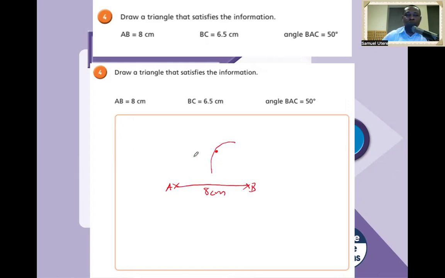Now you're going to draw a line to pass through that 50-degree mark that you made. So you draw the line as long as you want. That line is going to intersect with the arc. Now you have a point through which you can close the triangle, from where this arc intersects with the line that you drew. And then that will close our triangle. Don't forget to put the dimensions. So this is BA. So this is your point C. BC is 6.5 centimeters. And this is 50 degrees.